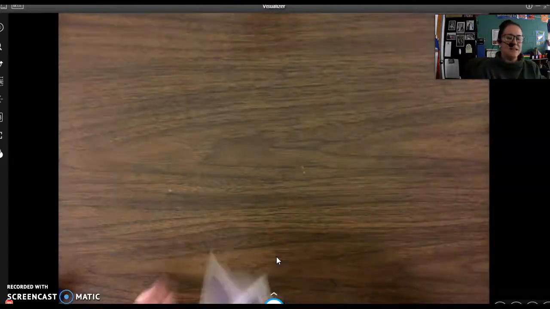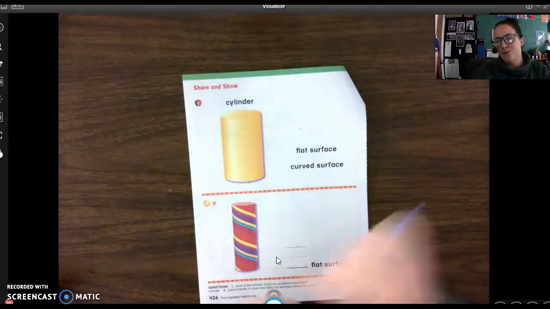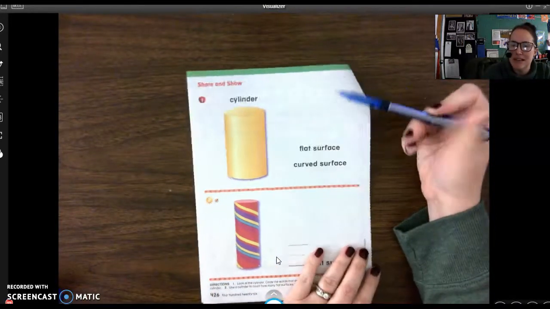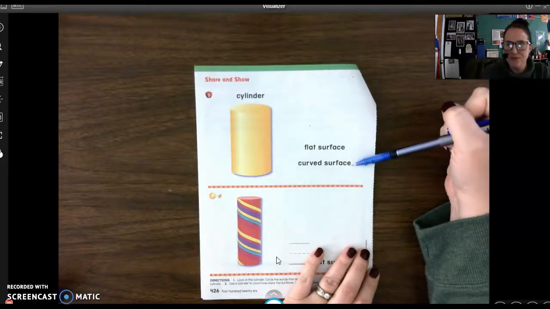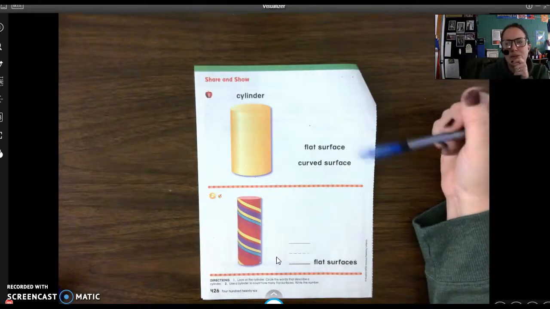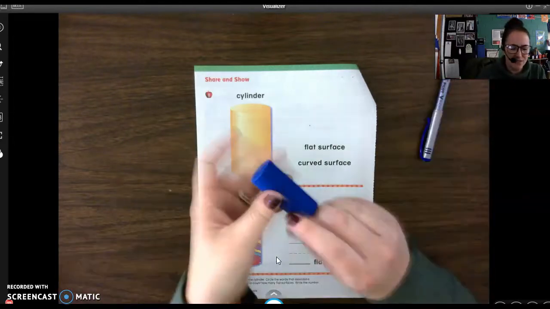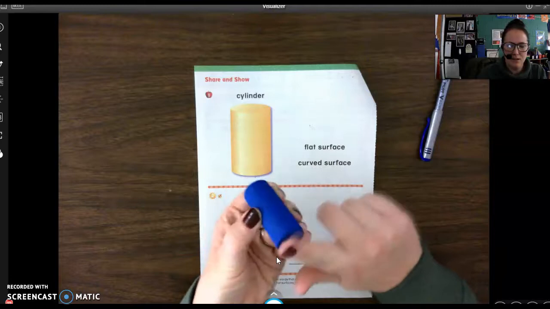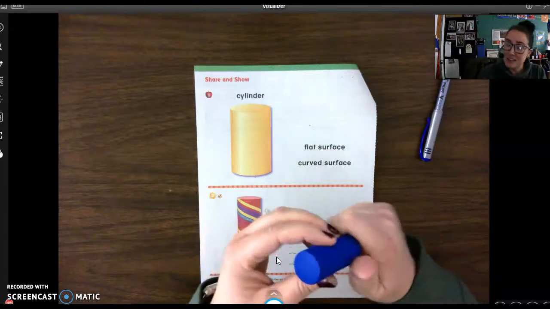Alright, when you get turned to the inside, you can put your finger on that red apple. This is kind of a tricky one. It wants us to think about, does a cylinder have a flat surface or a curved surface? I want you to think about that for a minute and see what you think. Let's look at our cylinder. Does it have a flat surface or a curved surface? A cylinder has both, doesn't it?